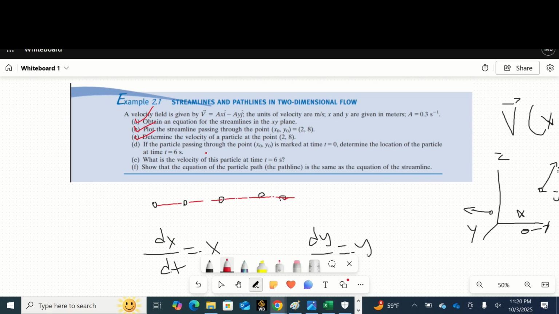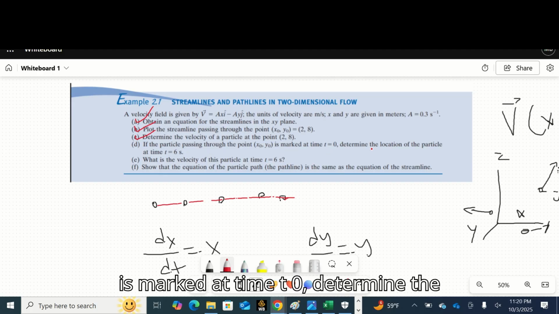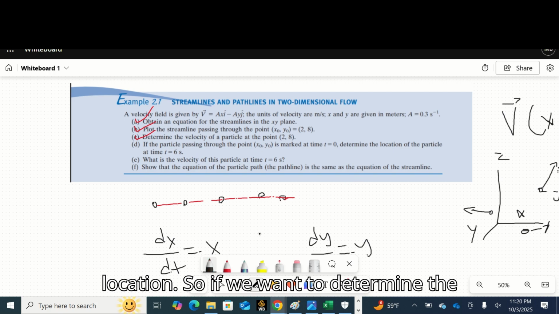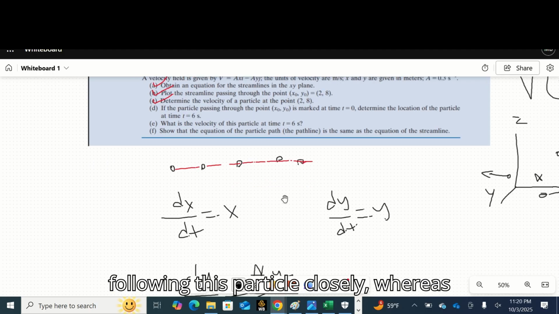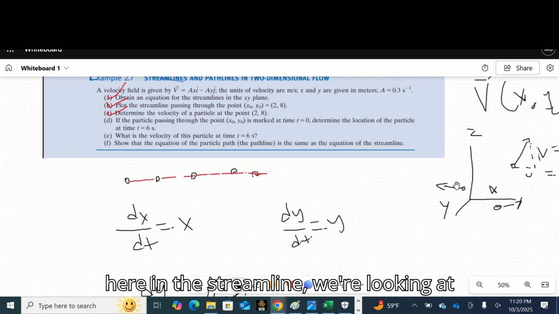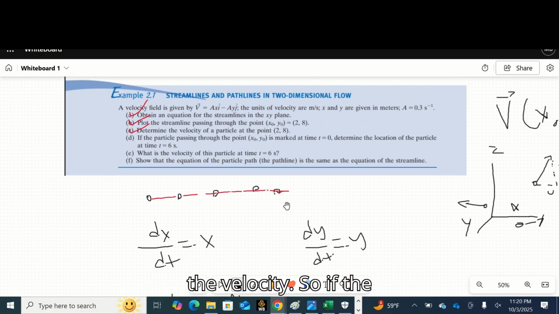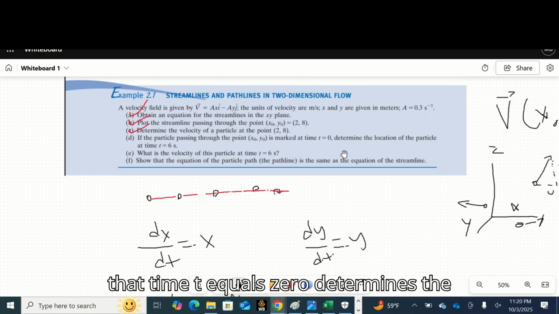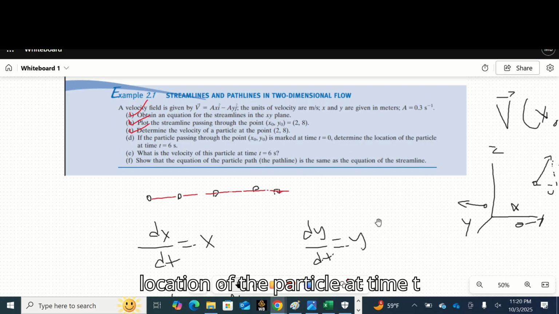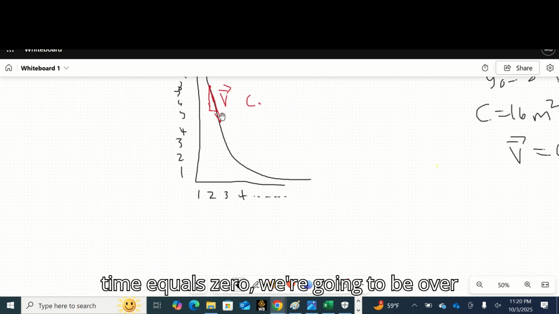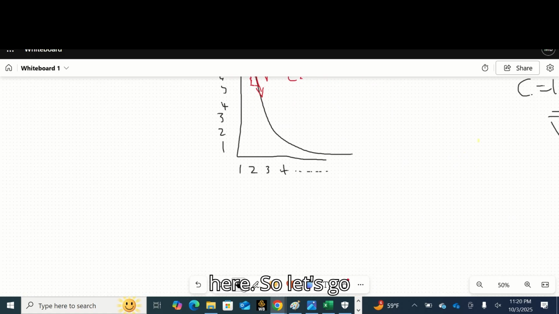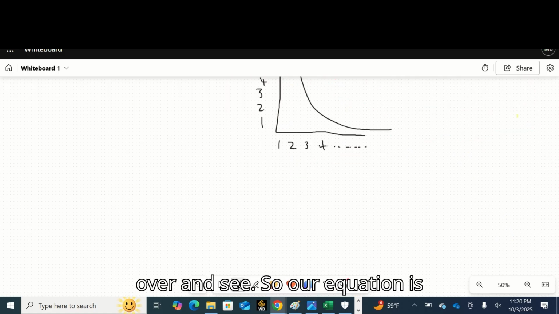If the particle passing through the point x, y is marked at time t equals 0, determine the location of the particle at time t equals 6. So if we want to determine the location, we can actually use the path line. Because remember, we're following this particle closely, whereas in the streamline, we're looking at the velocity. So at time equals 0, we're going to be over here. So let's go over and see.